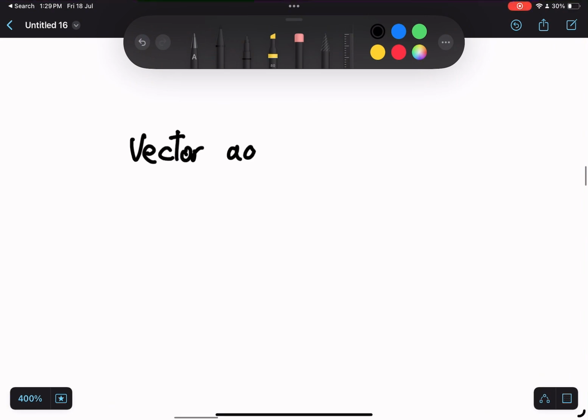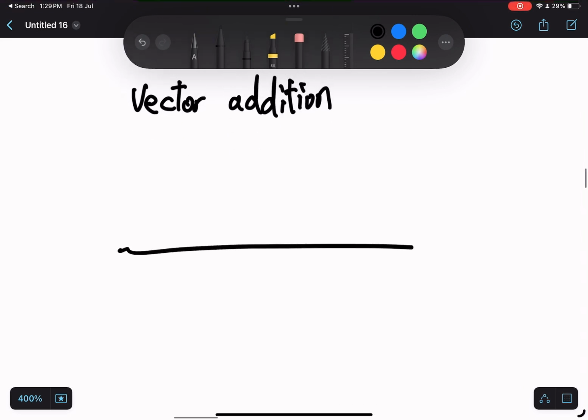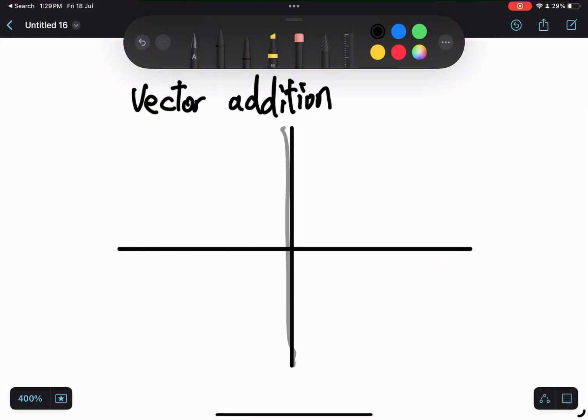Vector addition. It goes as follows. First, we have our grid as usual. And now we have a position vector and another position vector. Let's call them position vector 1 and 2, with x coordinates 4 and minus 1, and y coordinates both 3.